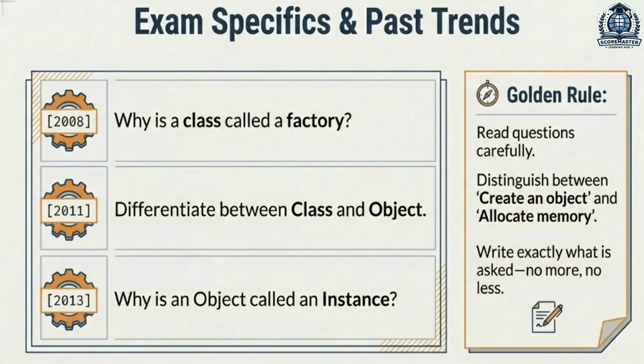Why is a class called a factory? Differentiate between class and object. Why is an object called an instance? Distinguish between create an object and allocate memory.